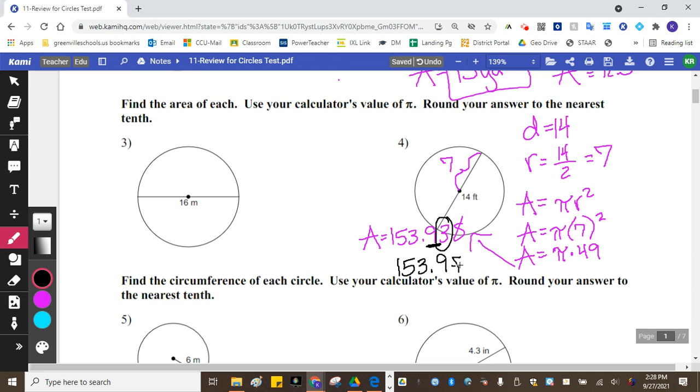Again, feet squared. Area is squared. On your test, if you know area is squared, you probably can eliminate some of your answer choices.